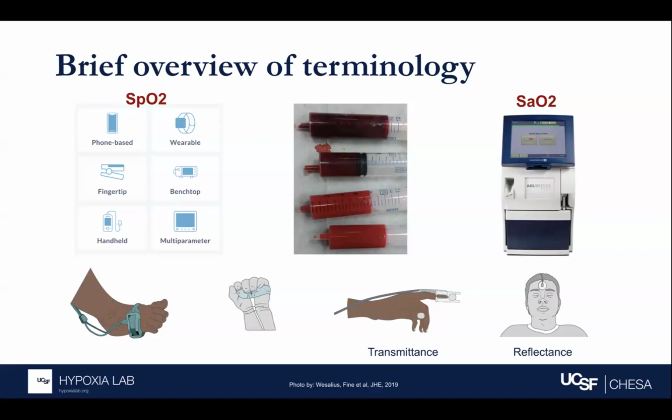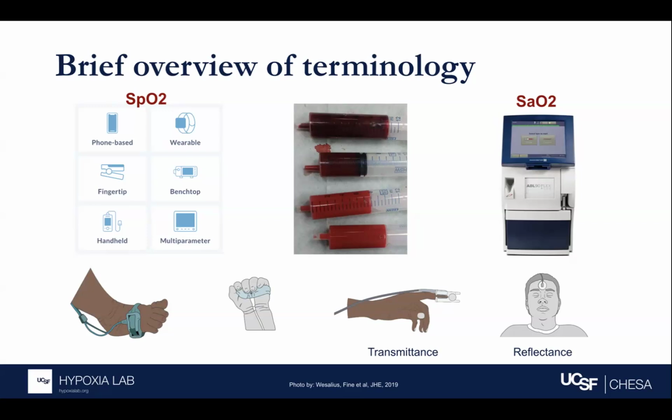They can be placed on all different parts of the body: the foot, hand, finger, forehead. And when we're talking about types of probes, some shine light through the tissue, a transmittance probe, like through the finger. Others reflect light through tissue, a reflectance probe. So you might hear some of those terminologies.